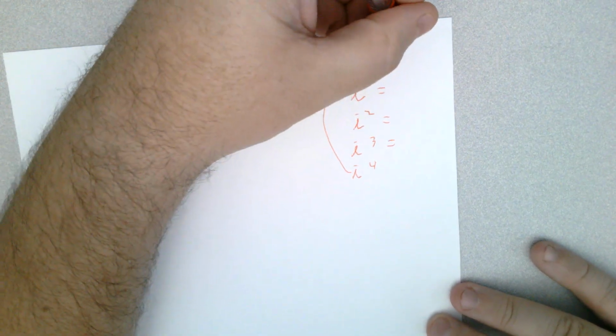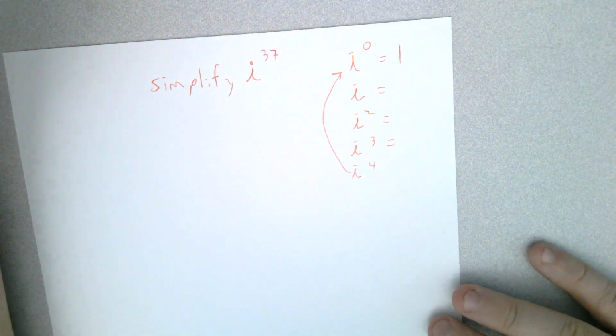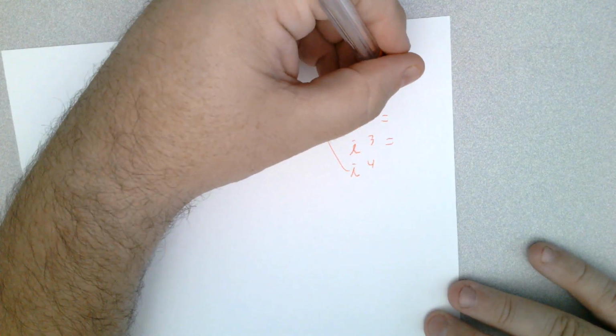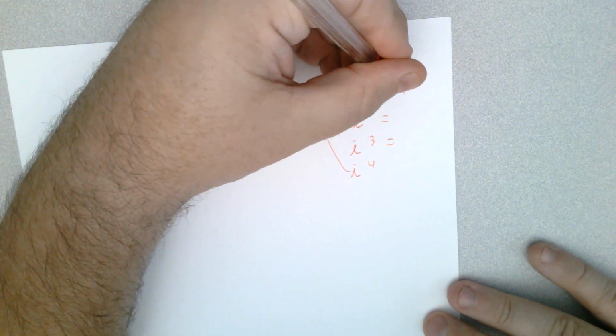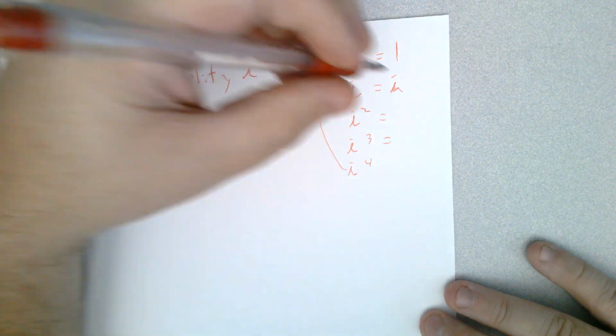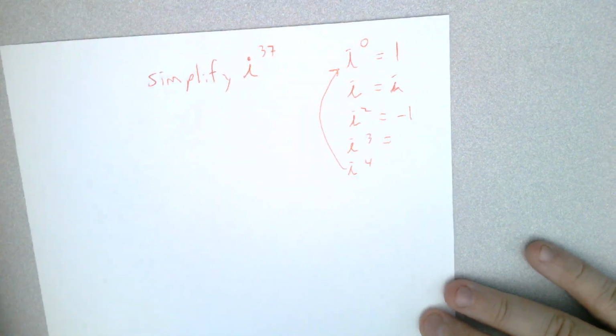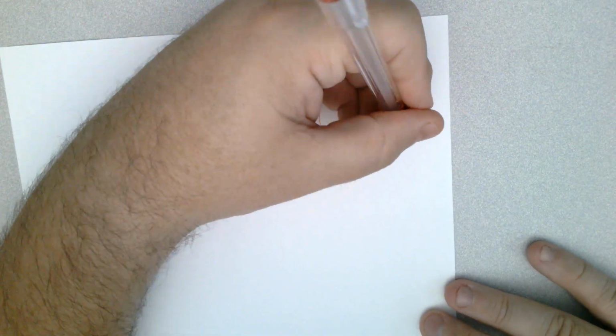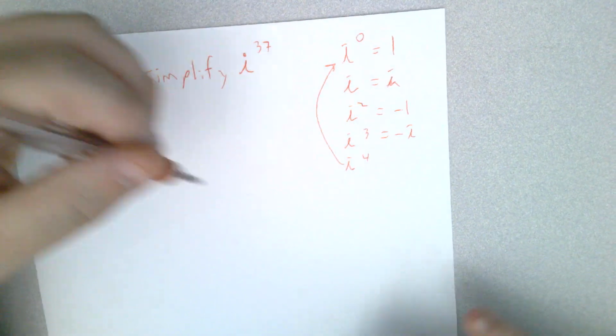So anything to the zero power is 1. i is equivalent to i. i squared is negative 1. i to the third is negative i. And I'll demonstrate over here.